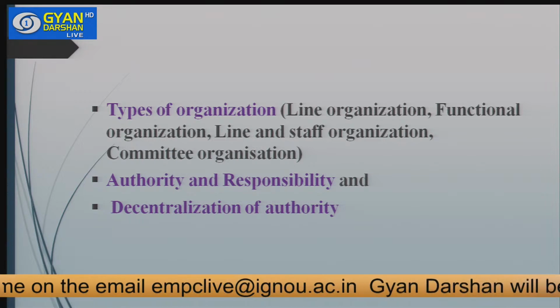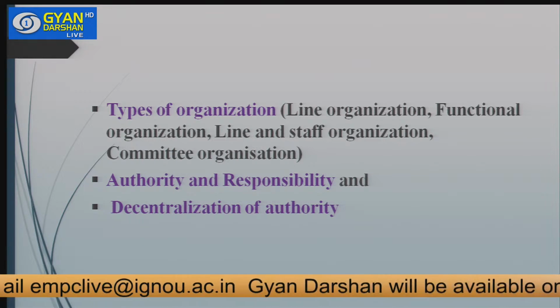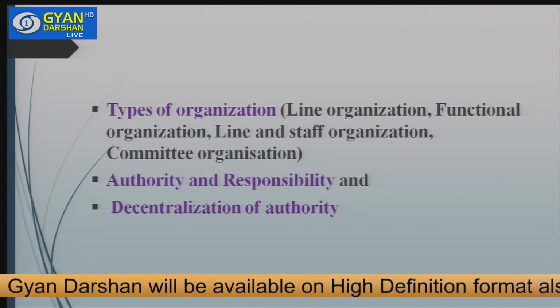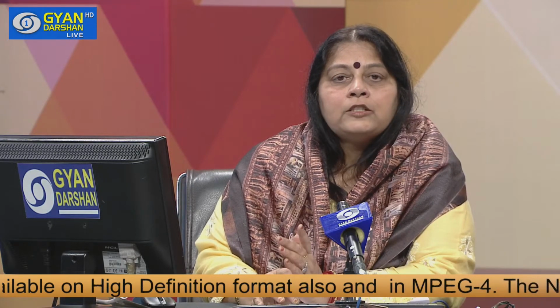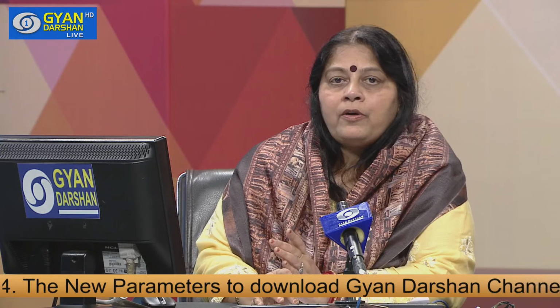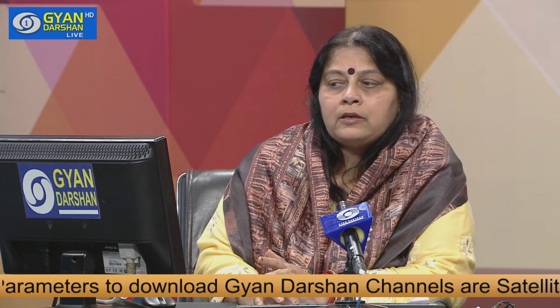Then the topics which we are going to cover in this unit are also on authority and responsibility and decentralization of authority. Sometimes what happens is that the boss has to decentralize some of his authorities to his juniors or to his subordinates in order to get the work done. So all that has been discussed as far as this topic on decentralization of authority is concerned.